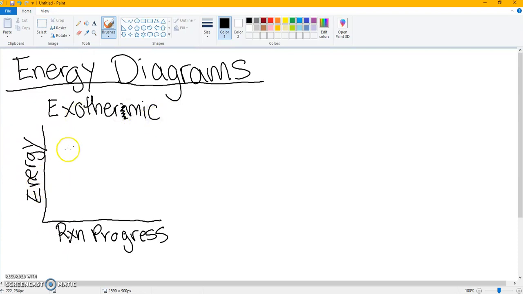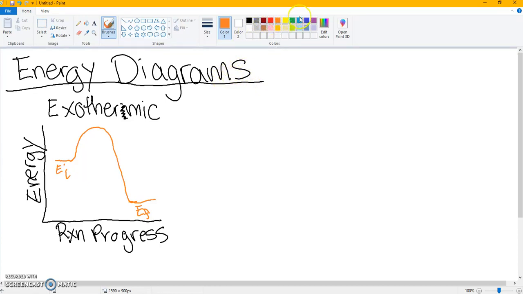There we go. So when I start drawing this, the first thing I want to think of is, will the initial energy be higher or lower than the final? For an exothermic reaction, I know that I'm going to be releasing energy, so I know that my initial energy has to start up higher than my final energy. So E final, E initial. Then, in a chemical reaction, what happens is you start off with your reactants. You increase in energy until you peak, and then you come back down and finish your reaction.